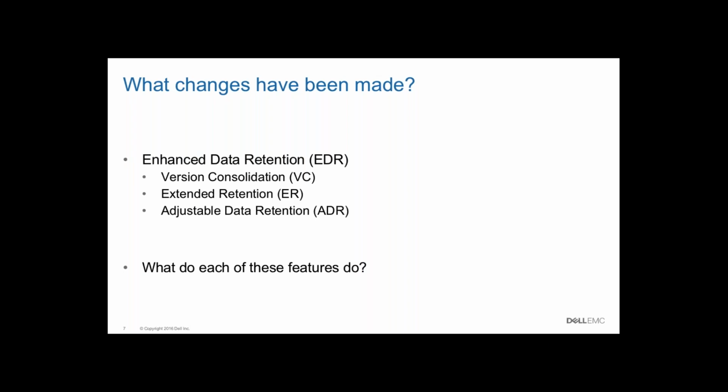So what we've made, as I say, in terms of changes, the three features that are making up enhanced data retention are version consolidation, extended retention, and adjustable data retention. We're going to first focus on version consolidation because this is the real foundation block and the core one to enable the others. What we're doing with version consolidation is we're taking the user's data and we're increasing the length we can keep that, and how we're doing that is by reducing the number of versions we retain. So that's the user file.